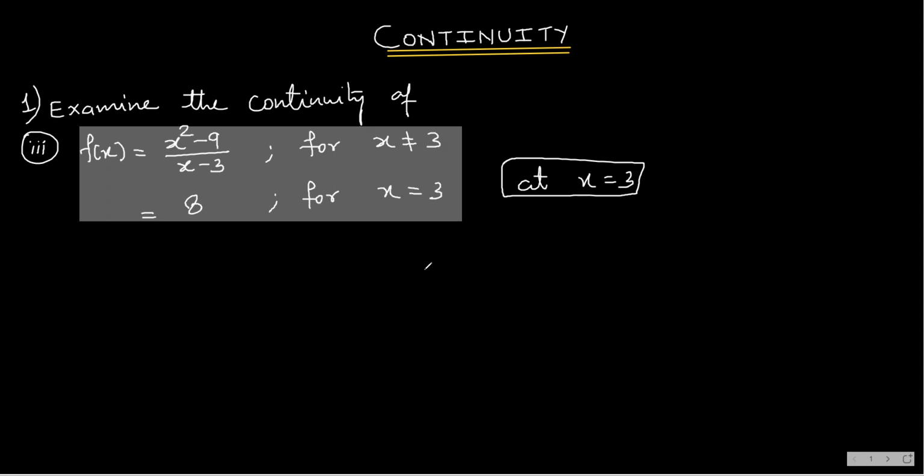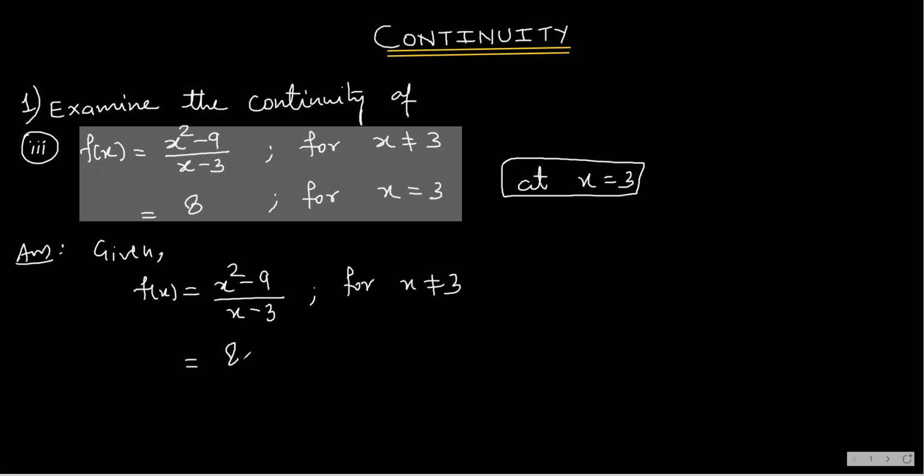Let's go for solving the problem. I will write the answer as, see, I will write given. So what is given? I write the definition of the function. I am given f of x to be x square minus 9 upon x minus 3 for x not equal to 3, and it is 8 for x equal to 3.